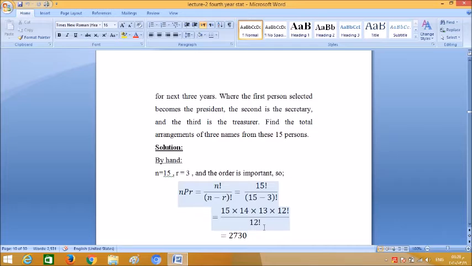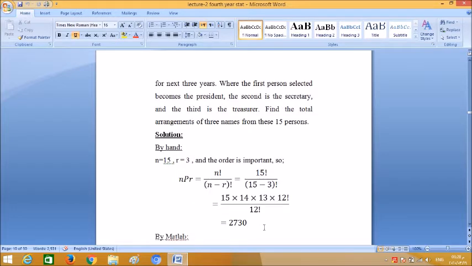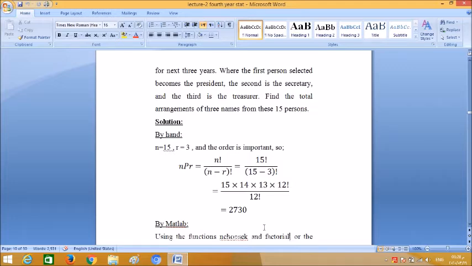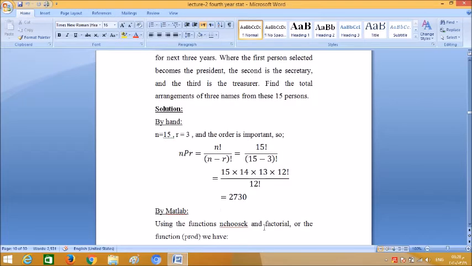The product of these 3 numbers is 2730. In MATLAB, using the functions n choose k and factorial is better here than the function prod, because the function for permutation gives you all permutations for selecting all items, which is called perms, and we will see later the meaning of perms.